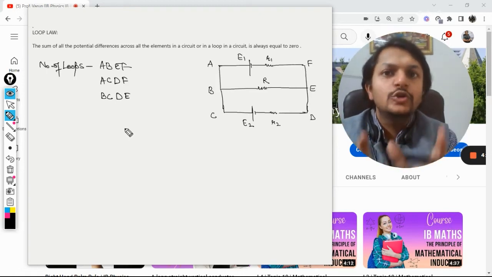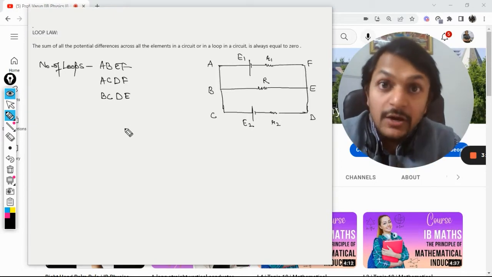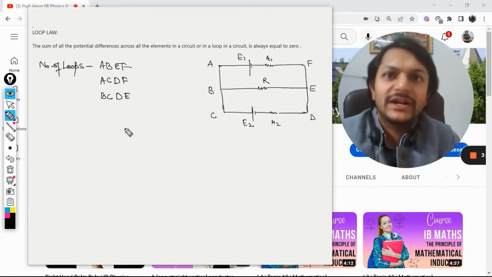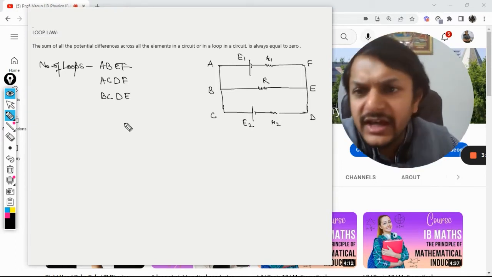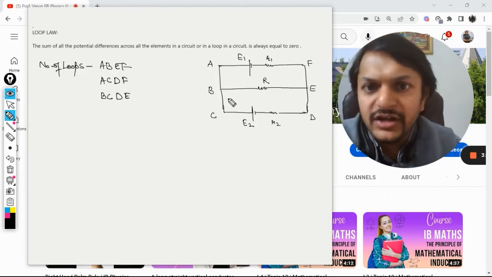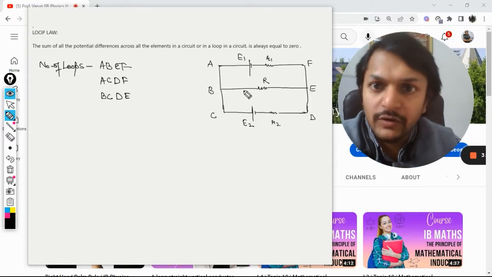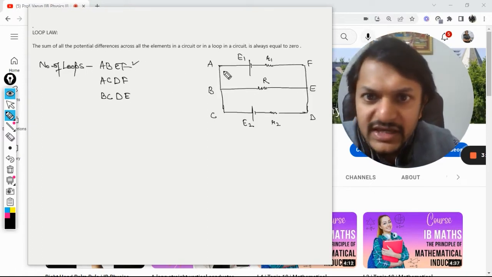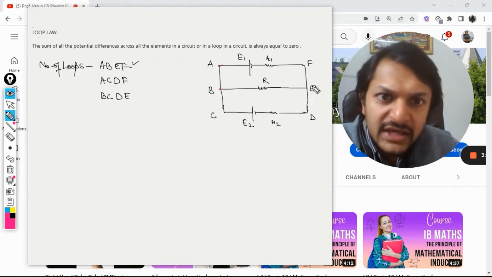So these three are the loops that we are actually concerned with. But the order also matters here. So we have to take either this, and we must finalize one order. Are you taking it clockwise or are you going for the anti-clockwise thing? For example, this ABEF, if I'm concerned with this ABEF, so it will be ABEF.